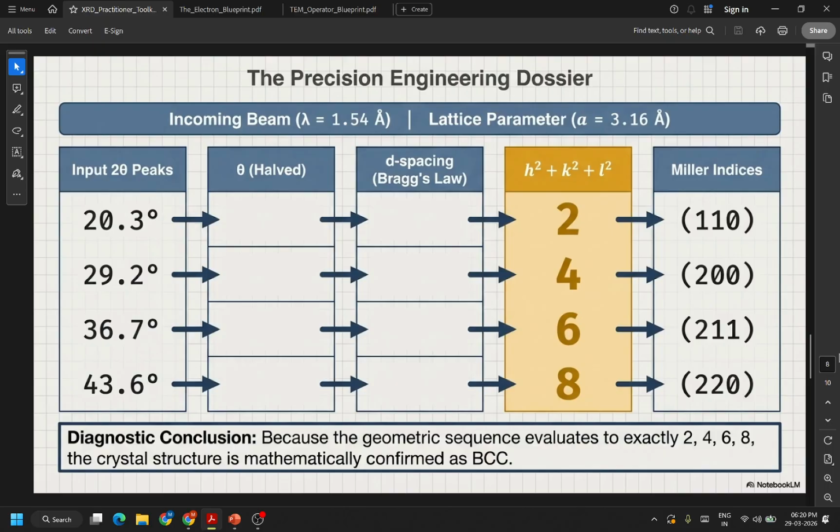And from that you can get your h square plus k square plus l square values, which let's say here they come out to be 2, 4, 6, 8. So from there you can get your Miller indices.